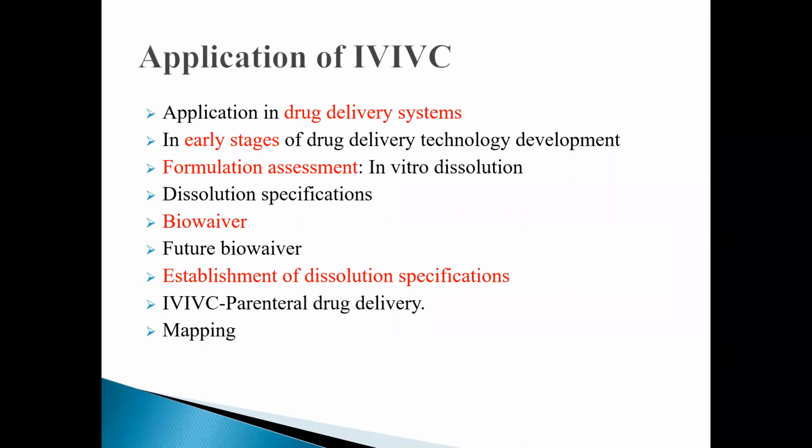Application of in vitro in vivo correlation. Here are some applications of in vitro in vivo correlation. It is applicable in the discovery of drug delivery systems. It helps in the early stage of drug delivery technology and development, that is R&D.